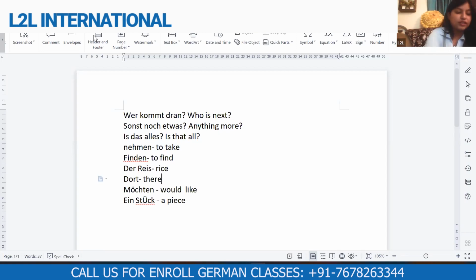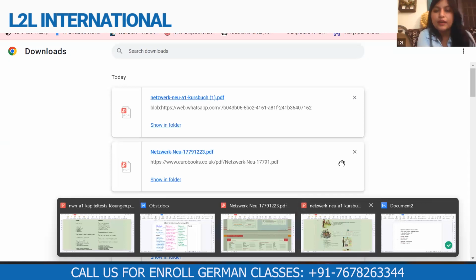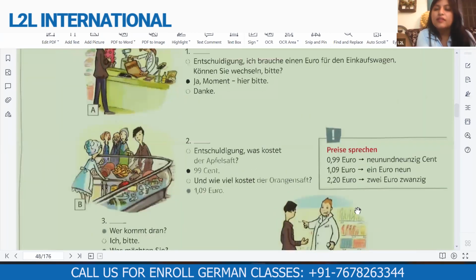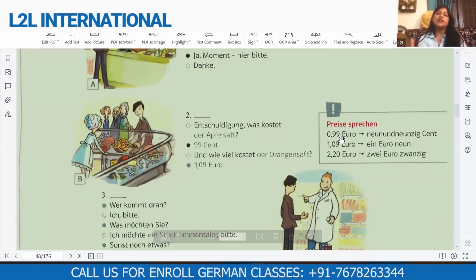So we will do this for example. You can see there is a box given in the right side of the book. Maybe here I'll show you. Yeah, this box. So when you have this 0.99 euro, that means it is not equal to 1 euro. 1 euro in English is approximately 88 rupees. 1 euro in German is equal to 88 rupees in Indian rupee.